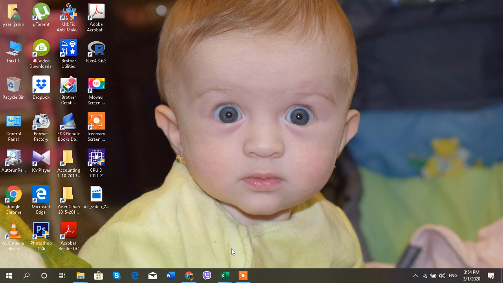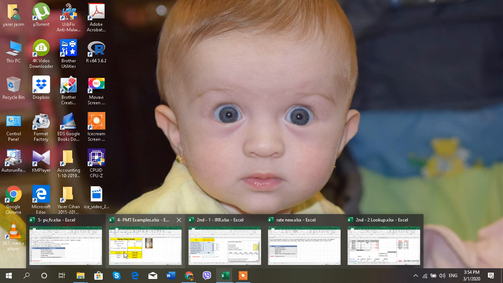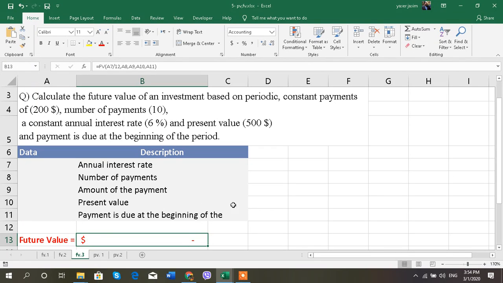This lecture is a review of the financial functions in Excel that I gave you. Today we're going to start with the future value, the FV and PV functions. As a quick review, the first function we're going to use is the future value, the FV. This is a comprehensive example that I gave you in classes as well, which shows all the arguments or parameters that we have in the financial functions.